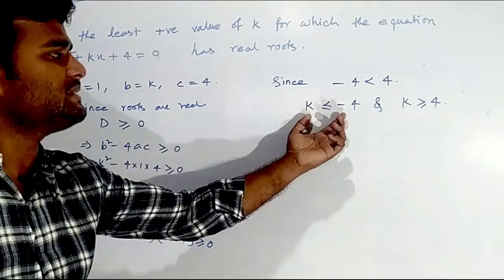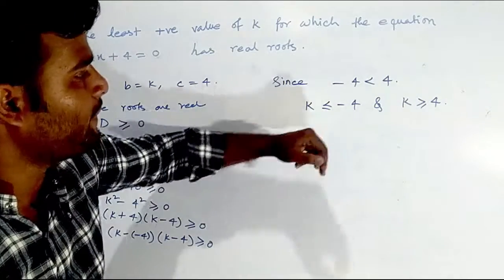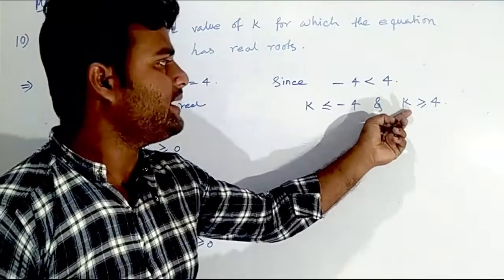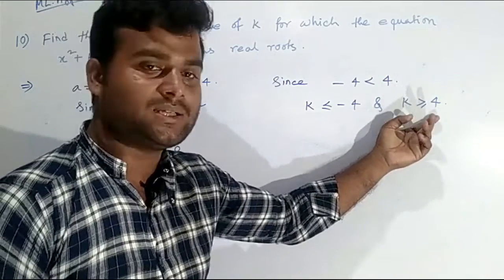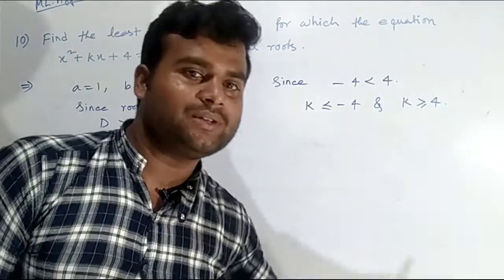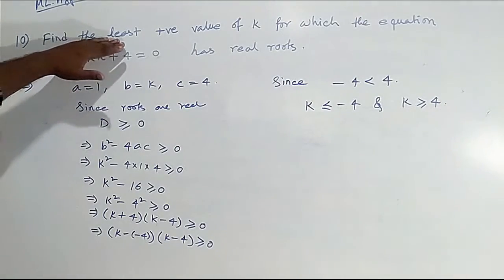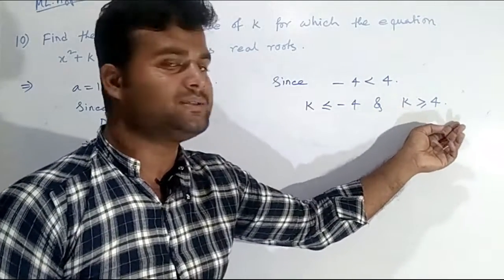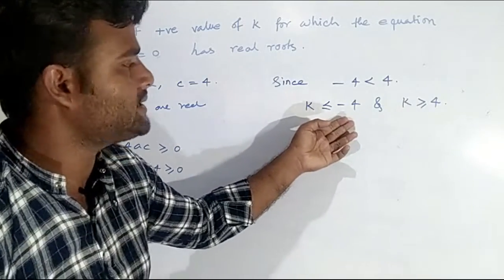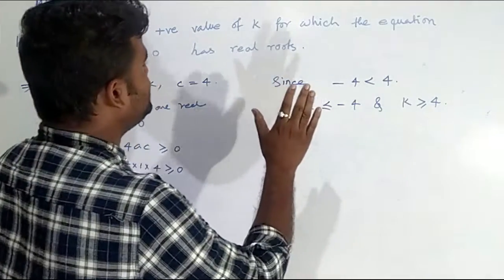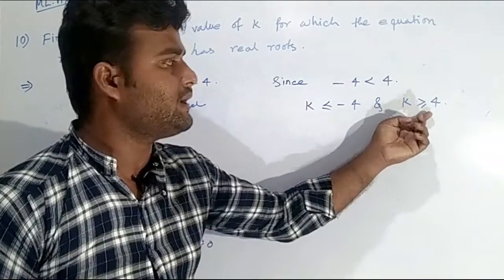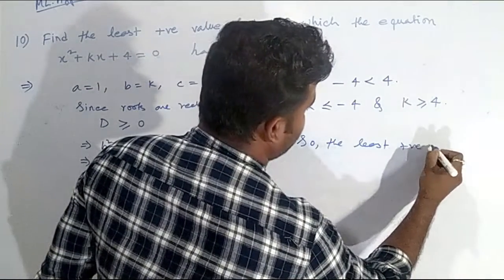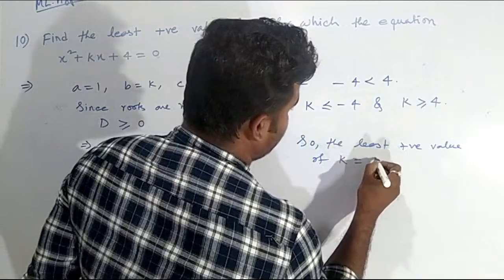Now when k is less than or equal to minus 4, that means the value of k is minus 4 and less than minus 4 down to negative infinity. And when k is greater than or equal to 4, that means the value of k is 4 or greater than 4 up to positive infinity. Now we have to find the least positive value. For positive values, we take this condition because all the values of k for this condition are positive and all the values of k for the other condition are negative. So the least value, that means the lowest value of k with k greater than or equal to 4, is 4. So the least positive value of k equals 4.